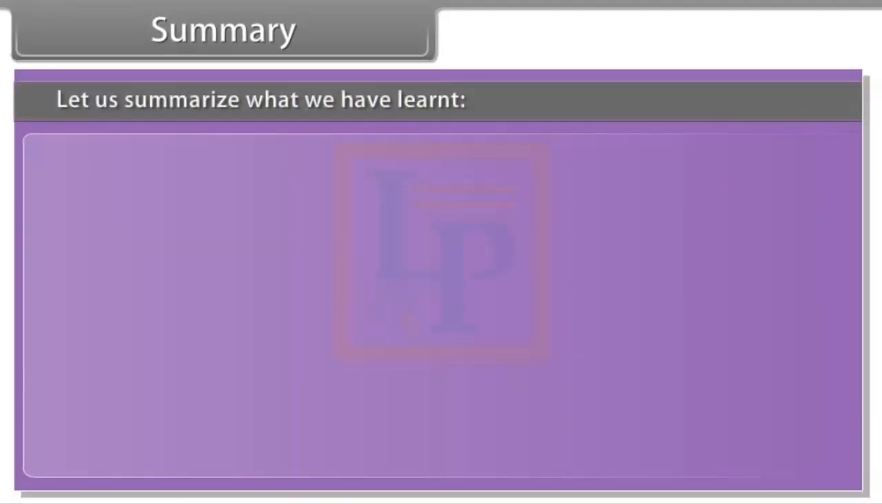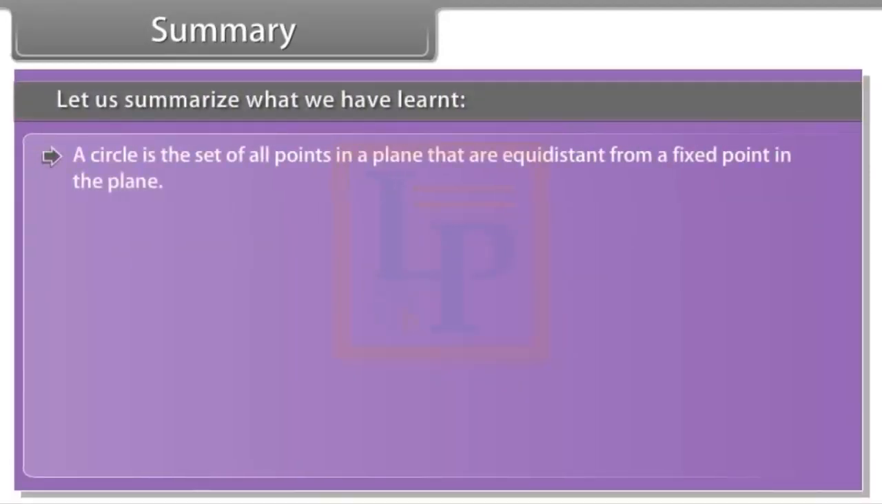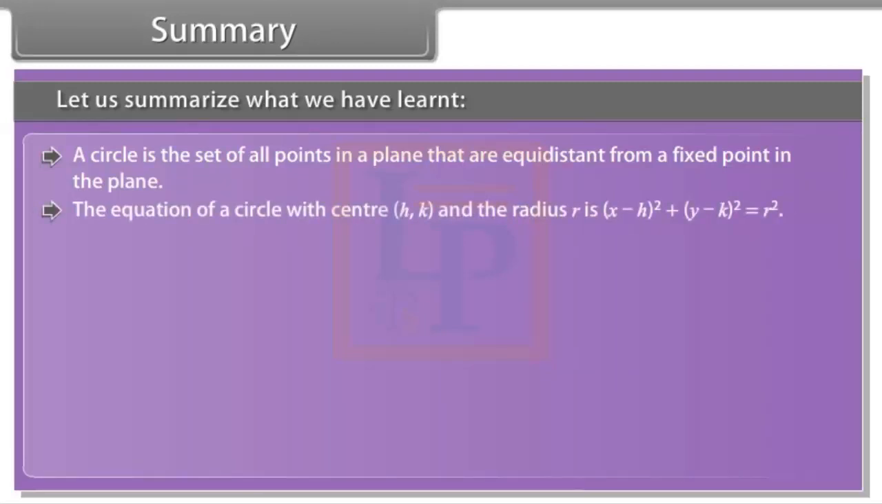Summary. Let us summarize what we have learned. A circle is the set of all points in a plane that are equidistant from a fixed point in the plane. The equation of a circle with center (h, k) and radius r is (x minus h) whole square plus (y minus k) whole square is equal to r square.